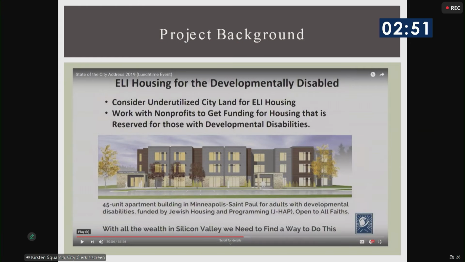This started in 2019 when Mayor Scharf presented this slide at the State of the City, asking the community to address this need. And he outlined a project like this that was done back east, and he wanted to put a coalition together to make it happen. And that's what we did. I sat in the audience and said, how can we do this? And we put a group together, next slide, that you know about to deal with this.